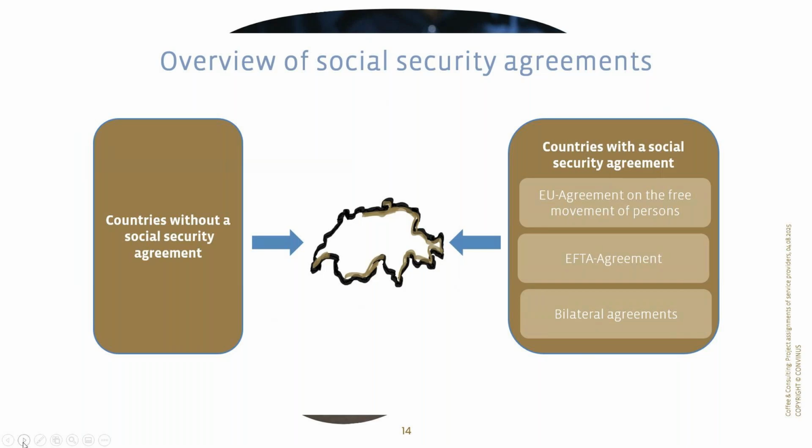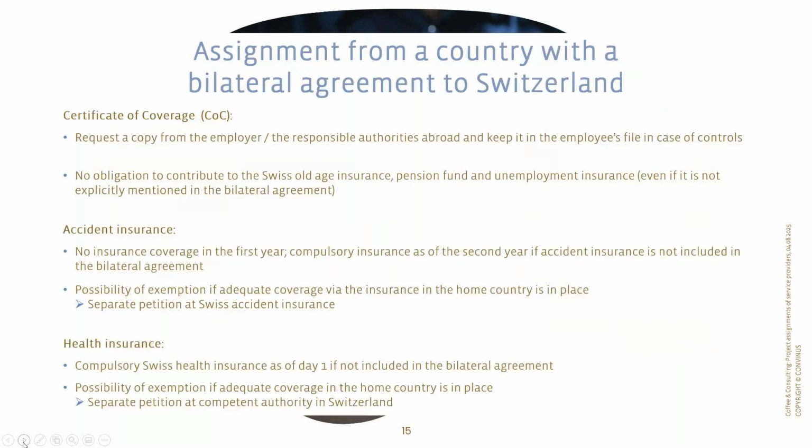And only if we can't fit the situation into one of those agreements, then definitely there is no social security agreement in place, and we have to look at the other side. As long as we have an agreement, then in principle all of the situations are more or less similar, meaning we just have to request the applicable certificate. Either it's the A1 or the certificate of coverage.